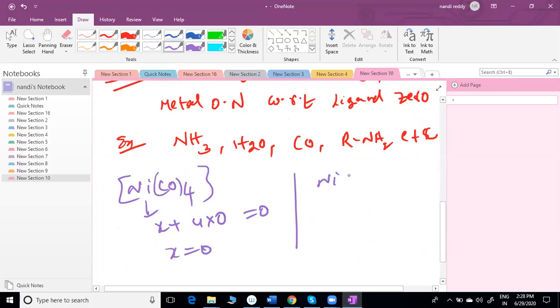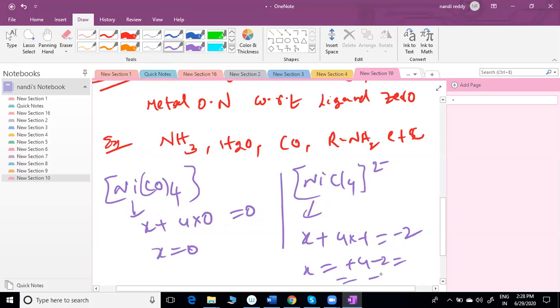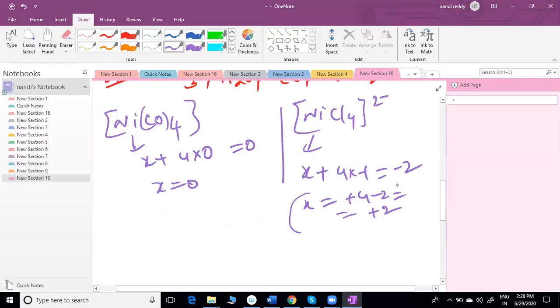Similarly, NiCl4 2 minus. You can check it here: X plus 4 into minus 1 equal to minus 2. X equals plus 4 minus 2, nothing but plus 2. Understood? So X equal to plus 2 is the oxidation number.